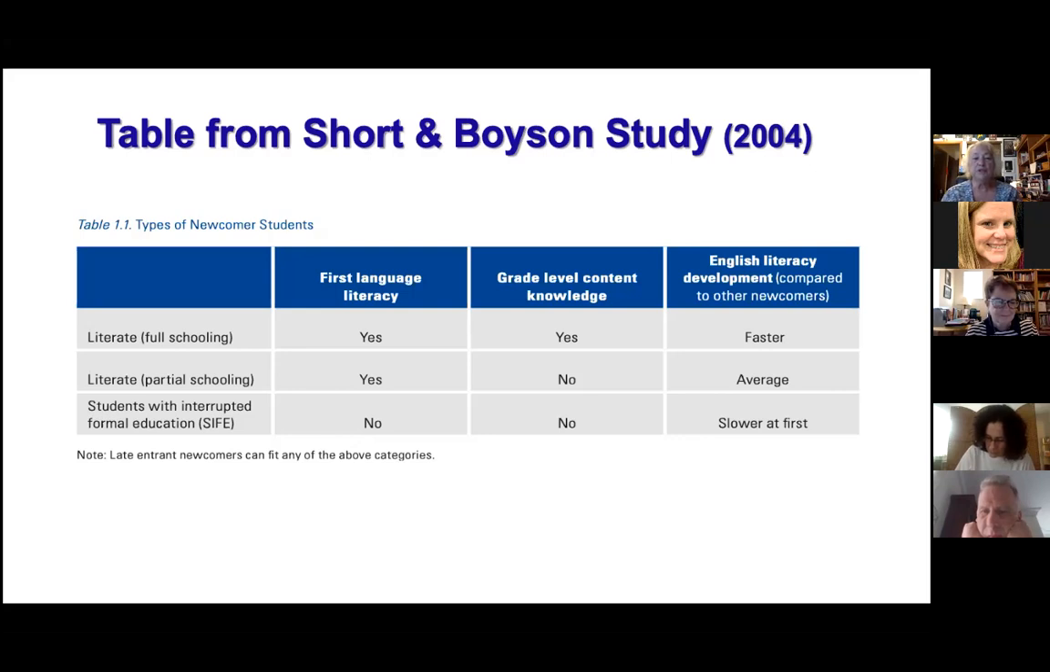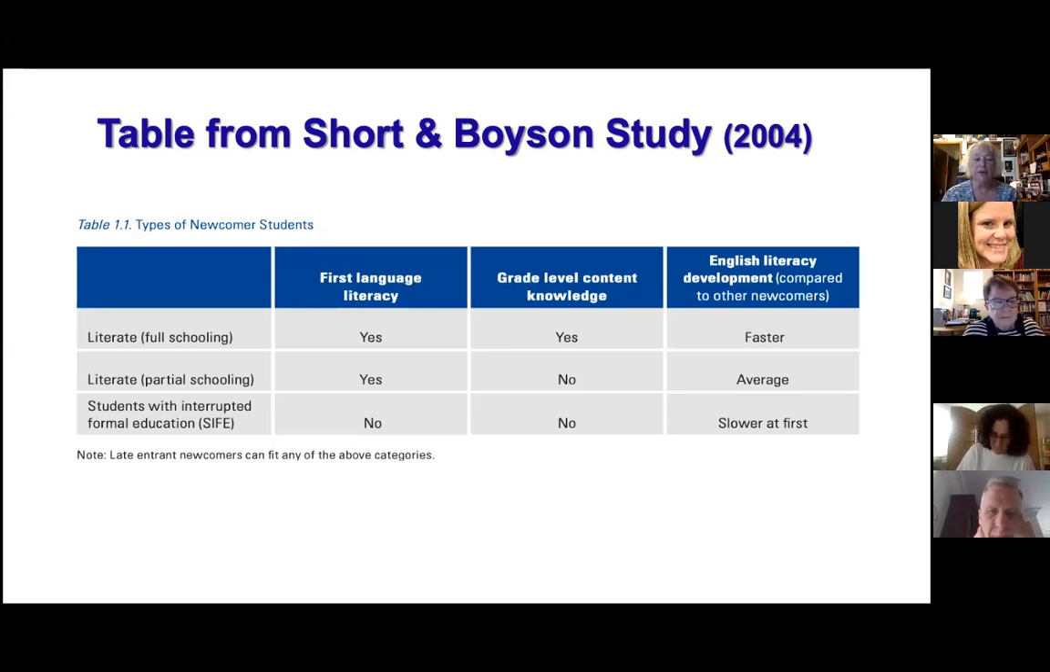Then we have students who are literate with partial schooling. So they've had some interruption, but not a dramatic interruption. So they're going to make an average time of building their English language development.